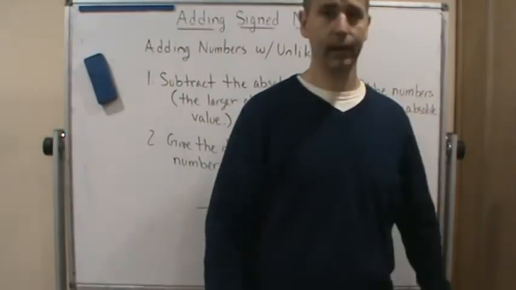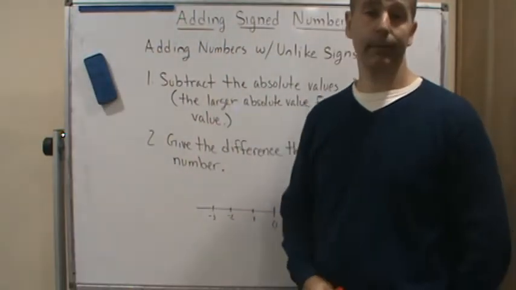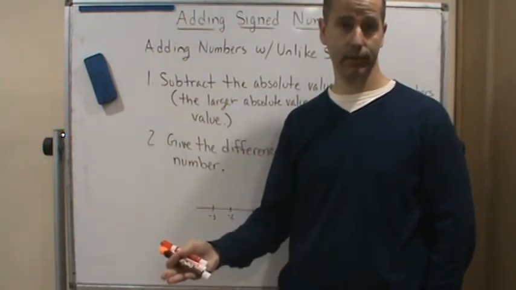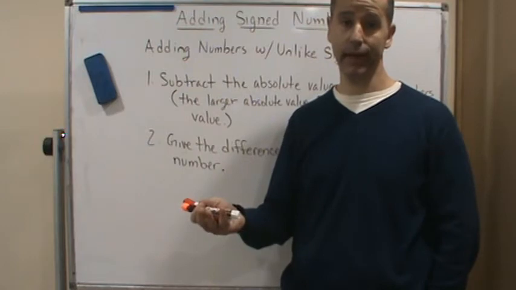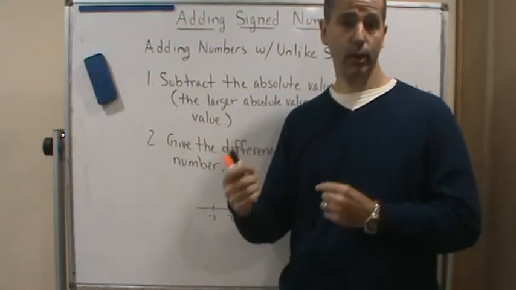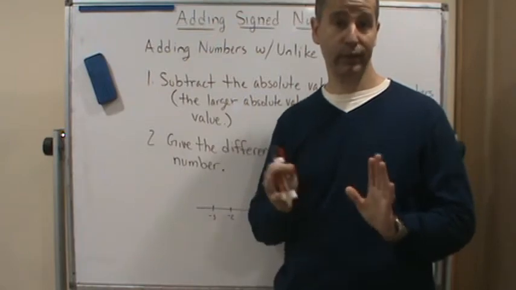Okay, so welcome back. So now what we're going to do is talk about adding numbers that have opposite signs. So they don't have the same sign. So what do we do in this case? Well, let's go to the number line and show what's going on with the arrows.